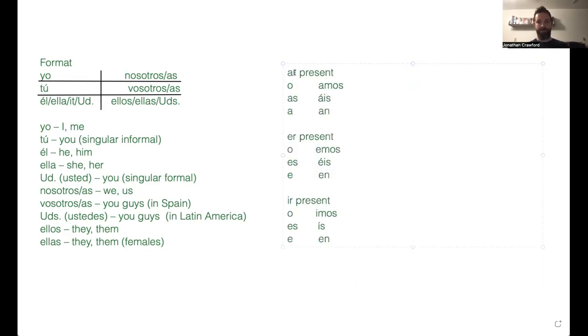And so since we have AR verbs, ER verbs, and IR verbs in Spanish, we need to know what their endings are, because in Spanish, every verb is conjugated in accordance with who is doing the verb. And so if it's an AR verb, you use these endings. If it's an ER verb, you use these endings. And if it's an IR verb, you use these endings. And let me just put three examples up here for you.